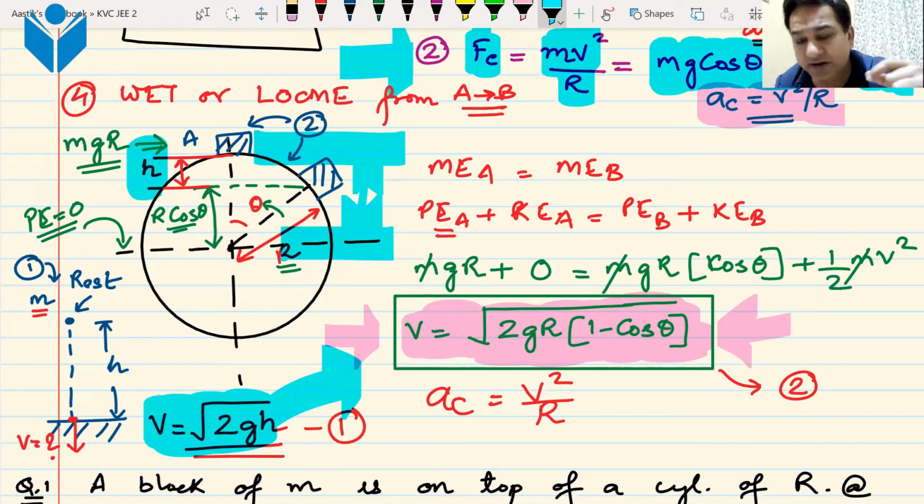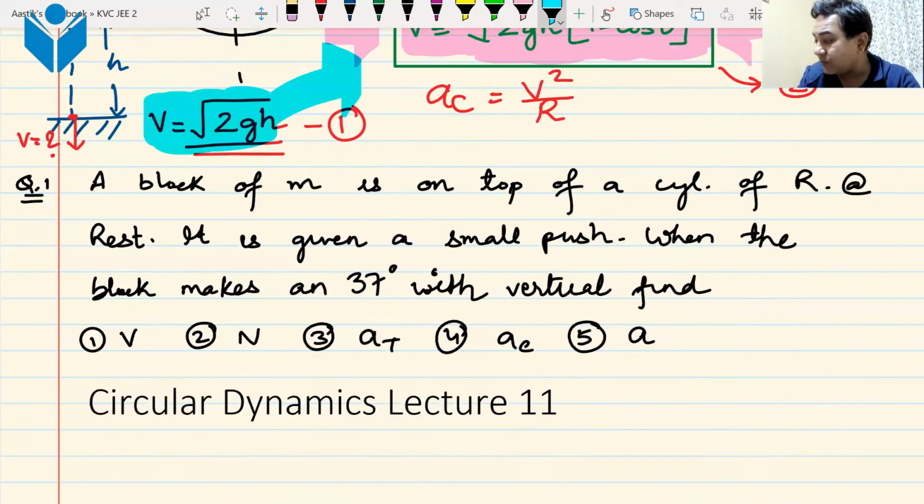Now once you get the value of v, the rest of the problem can be easily solved because v square by r becomes your AC. You multiply it by m, that becomes your centripetal force, and from that centripetal force you can find out the value of normal reaction. I also gave you a question in the last class, which I hope you have done. The only thing extra that I asked in that question was to find the value of A, and I hope you understand and remember.